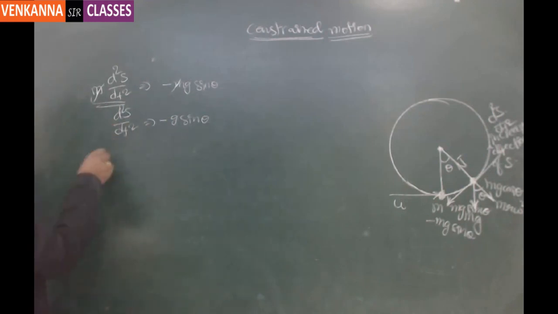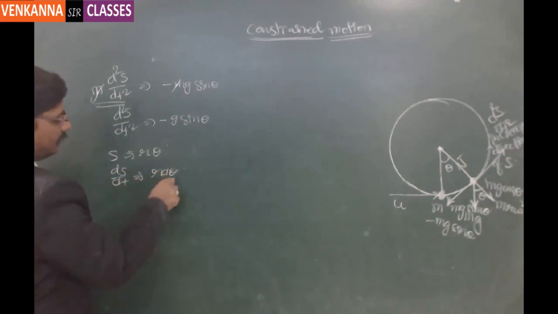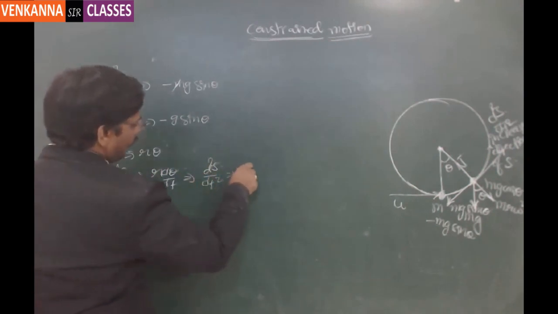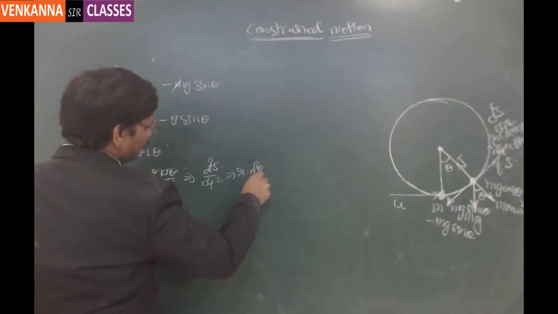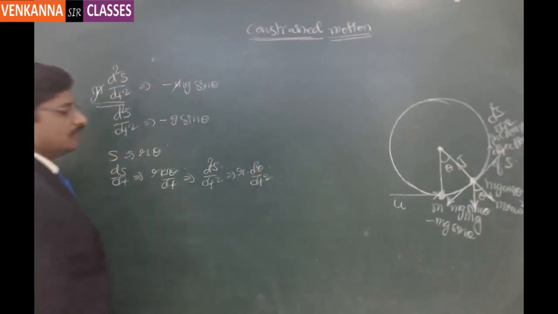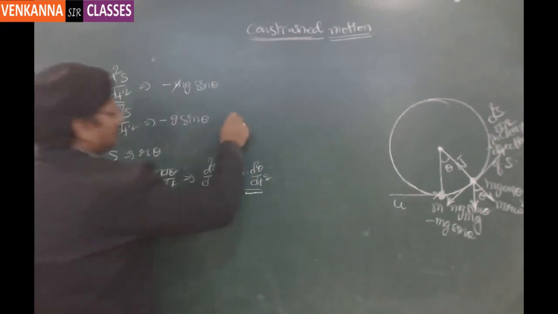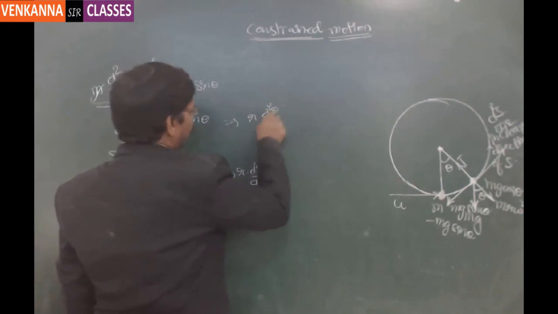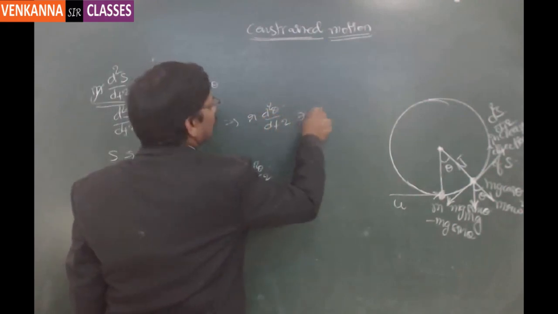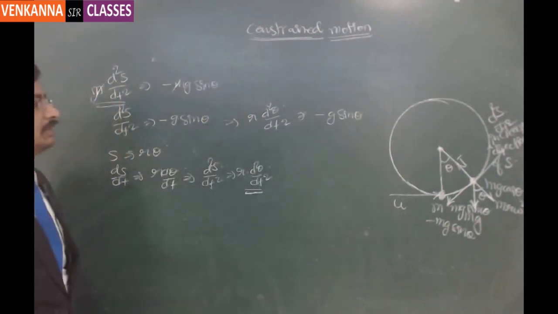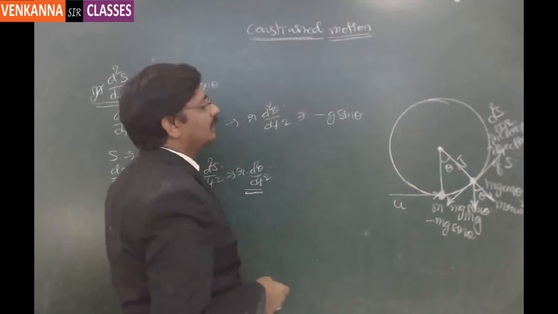And the relation S is equal to r theta, we know this, and dS/dt is the velocity, linear velocity, r d theta/dt. From here, d²S/dt² you can calculate as r into d²theta/dt². So you can replace it here, r into d²theta/dt² is equal to minus g sin theta.